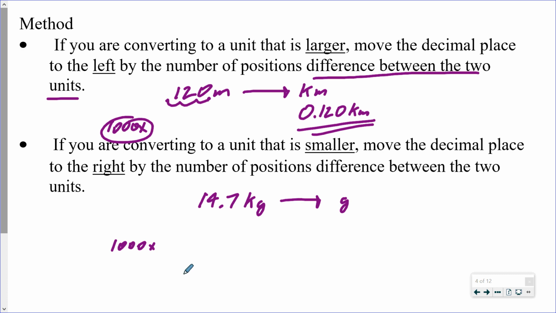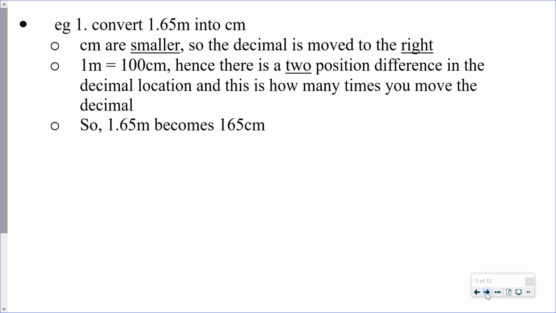Only now we're going to be moving the decimal in the opposite direction. So if you are converting to a unit that is smaller, grams are smaller, we're going to move the decimal to the right. The number of position differences, again, is going to be 3. So we're going to move the decimal place over 1, 2, 3. I actually need to put in some extra zeros here, 14,700, and I'm going to move it over 1, 2, 3. So that ends up being 14,700 grams. Of course, we would probably have to write this to the correct number of significant digits, but we'll just leave it at that for now. So that's one way to go ahead and do these unit conversions. I'll give you some other strategies as well for how to go about doing that.